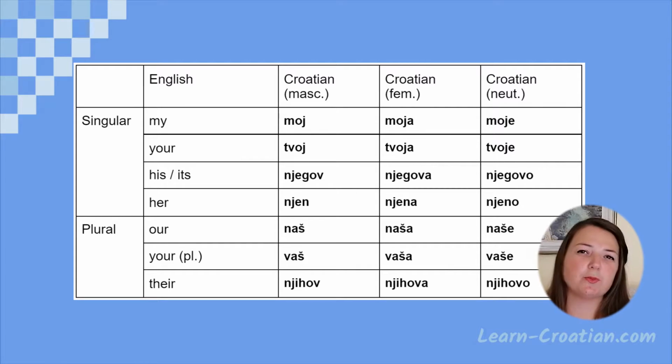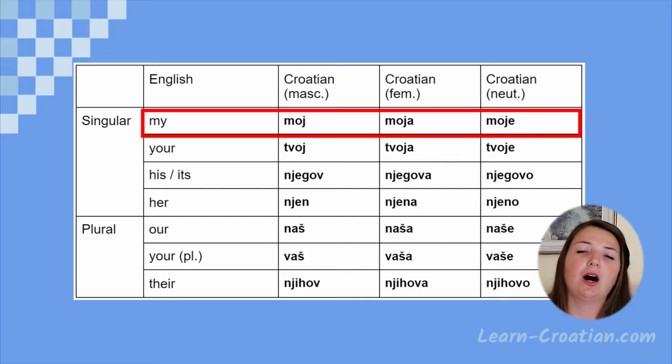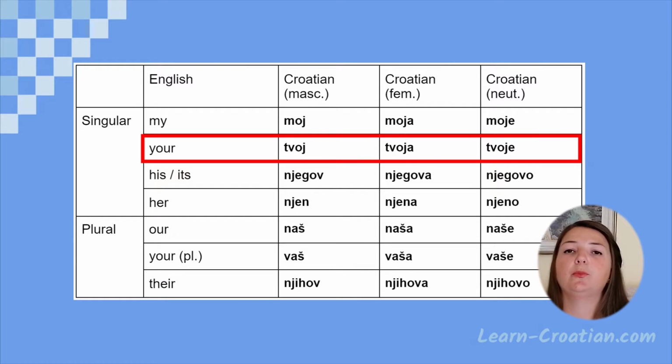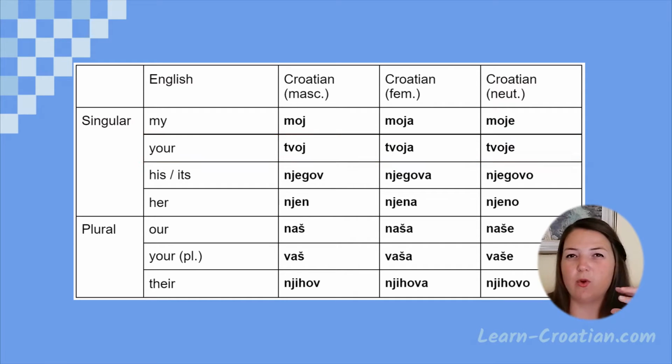If you look at the first person, my, you can see three different forms: moj, moja, moje, depending of course on the gender. If you want to say yours, you will see that the endings are similar: tvoj, tvoja, tvoje. So you see you have these similar endings. For this reason, we are going to study these two today in detail.